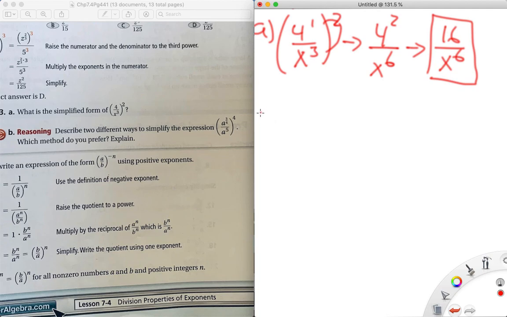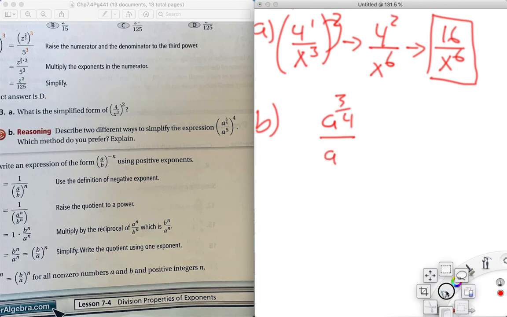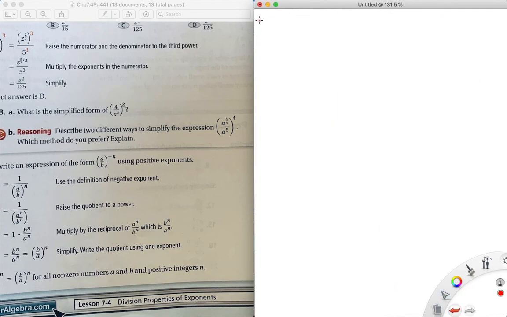For reasoning number B, I actually like this one. This is pretty good. They say describe 2 ways to simplify this expression. So we have a to the 3/4 over a to the 5th. Actually, let me erase the whole thing and start over. Do it both ways. So B, the first method.